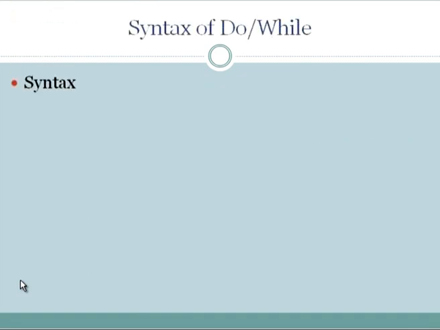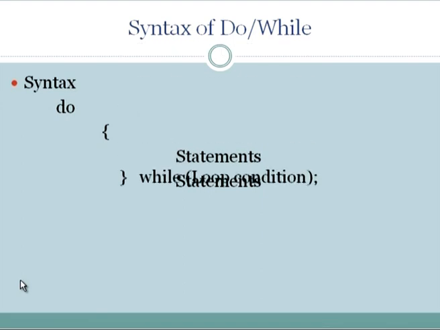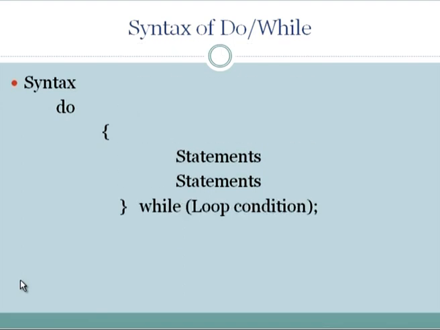The syntax of the do while loop is: do, opening braces start the body of the loop, then statements inside the body, closing braces, and while condition is placed after the closing braces of the loop. This is the only loop type where a semicolon is placed at the end of the loop. Now let's study an example.